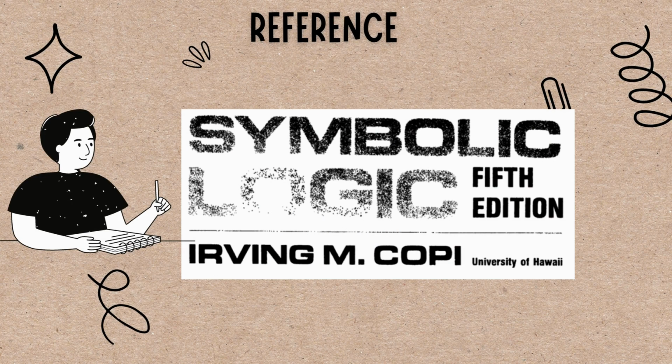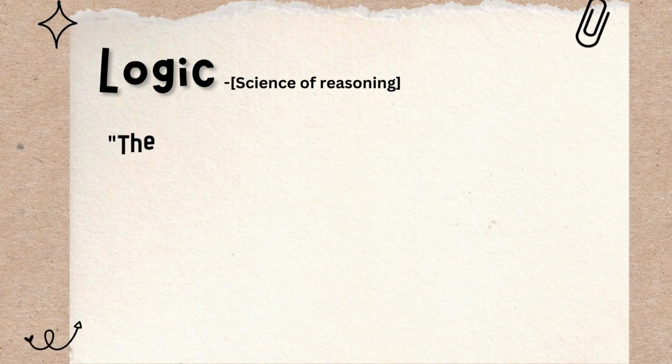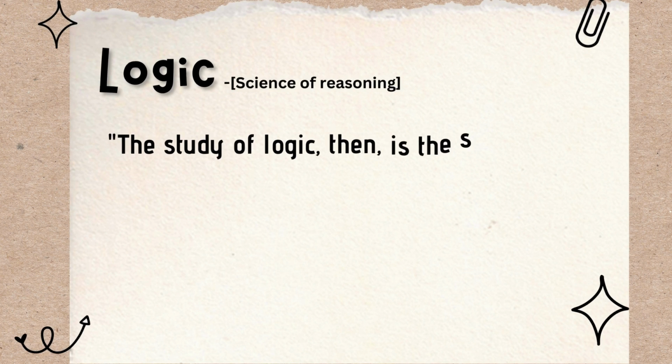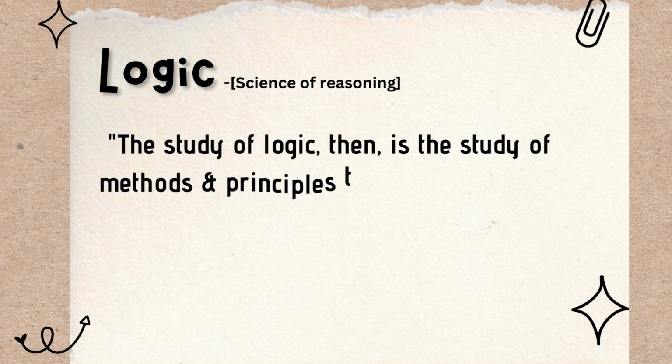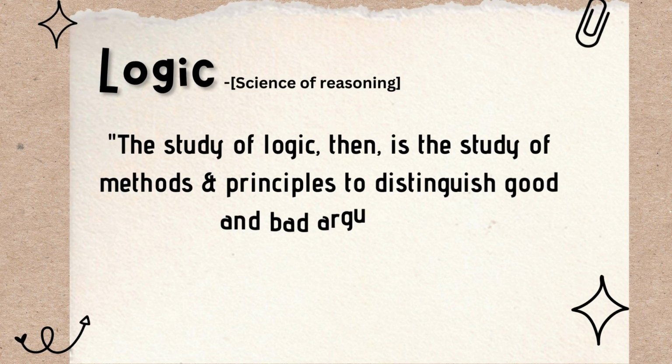In part 1, we have seen the link between language and logic, and how logic evolved due to language. Today, let's see about logic. So guys, what is logic? In simple words, we can say logic is the science of reasoning. By definition, the study of logic is the study of methods and principles to distinguish good and bad arguments.